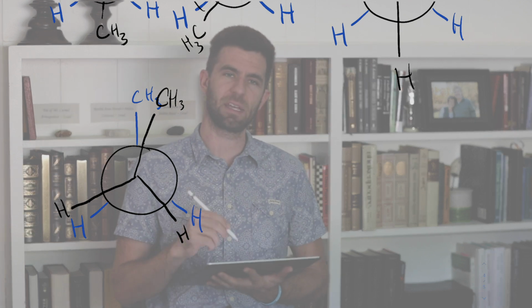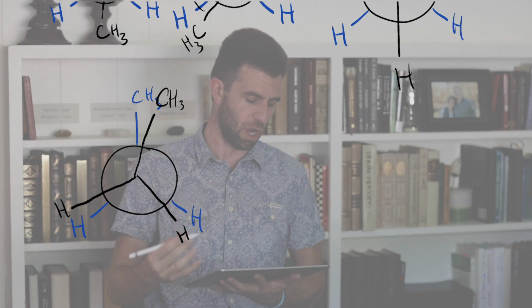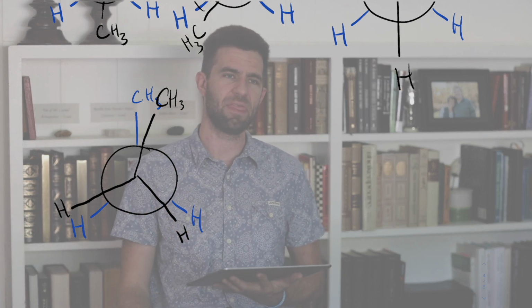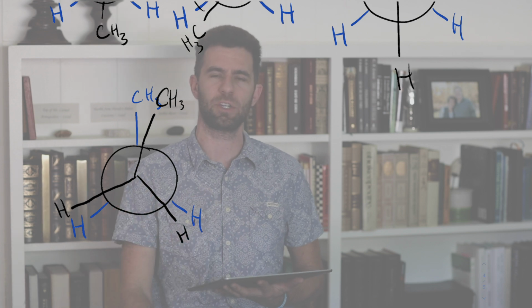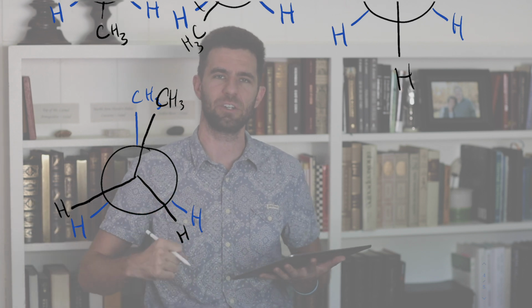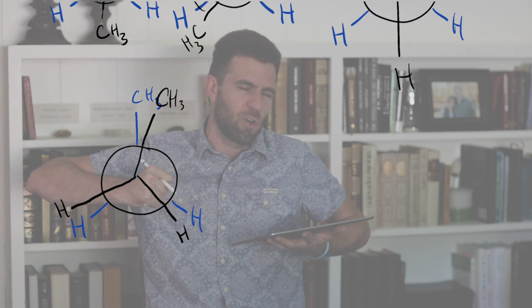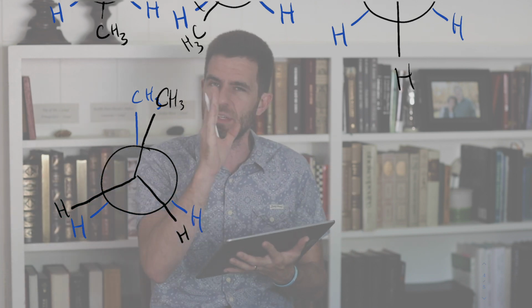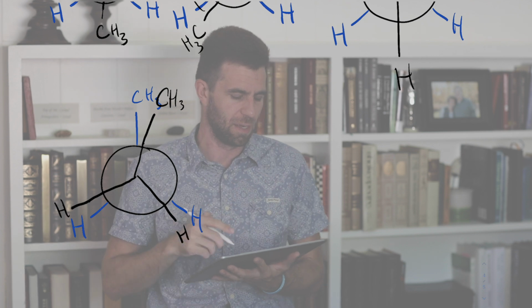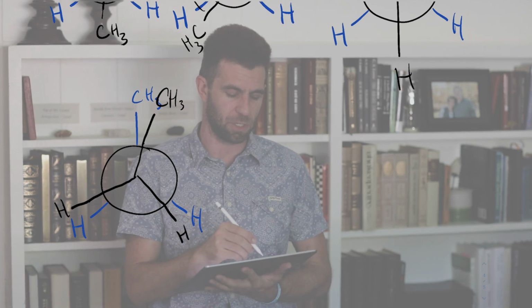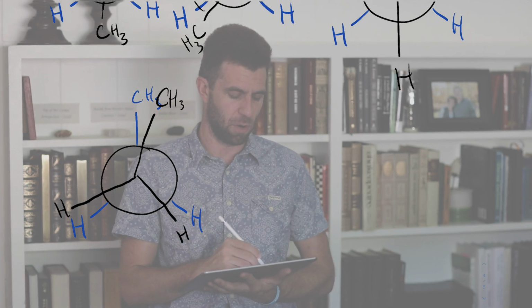So now we have an eclipsed where we have the two largest things next to each other, and that is the worst possible situation, right? So this is going to be the highest energy. Think of a spring that has been pulled and stretched as much as it can, and it really wants to snap back, right? This doesn't want to stay like this. It wants to keep rotating. This is our highest energy conformation. Now let's keep rotating that thing.